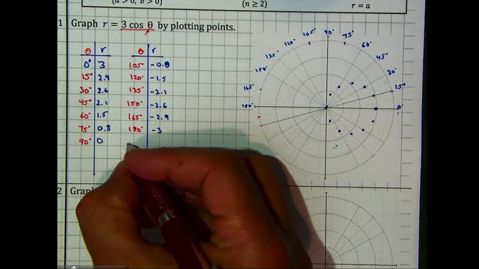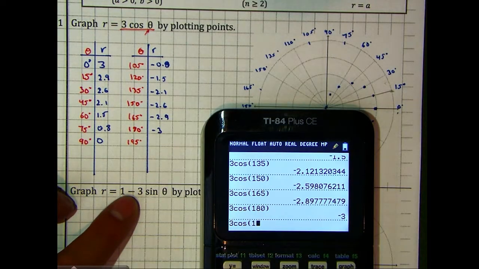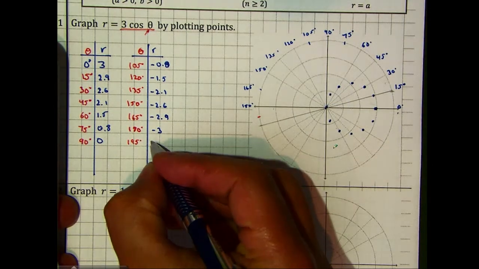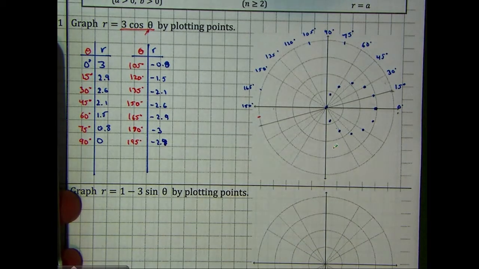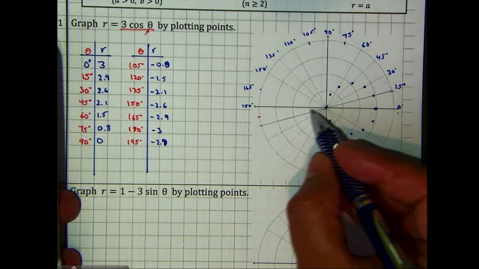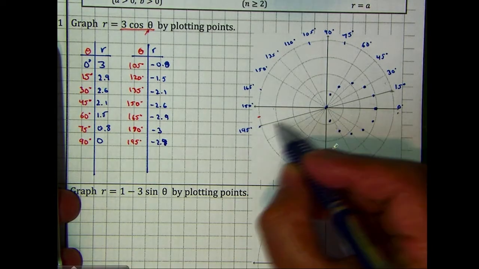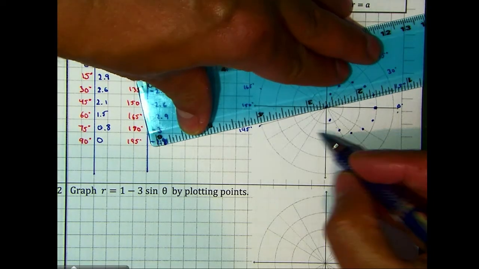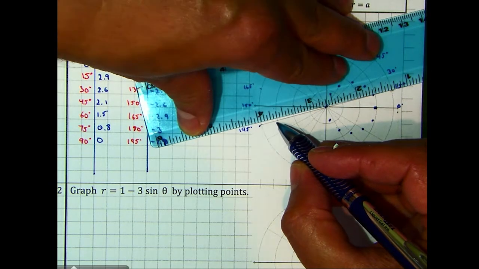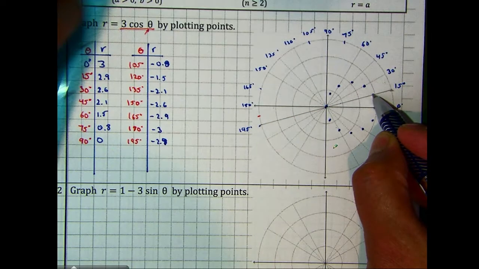195. 3 cosine of 195 will be negative 2.89. Negative 2.9. Should be fine. So therefore, 195, which is here, well, it's actually right here. So going forward towards 195, instead of going forward, we're going to go backwards 2.9. Negative 1, negative 2.9. So therefore, that is this point.